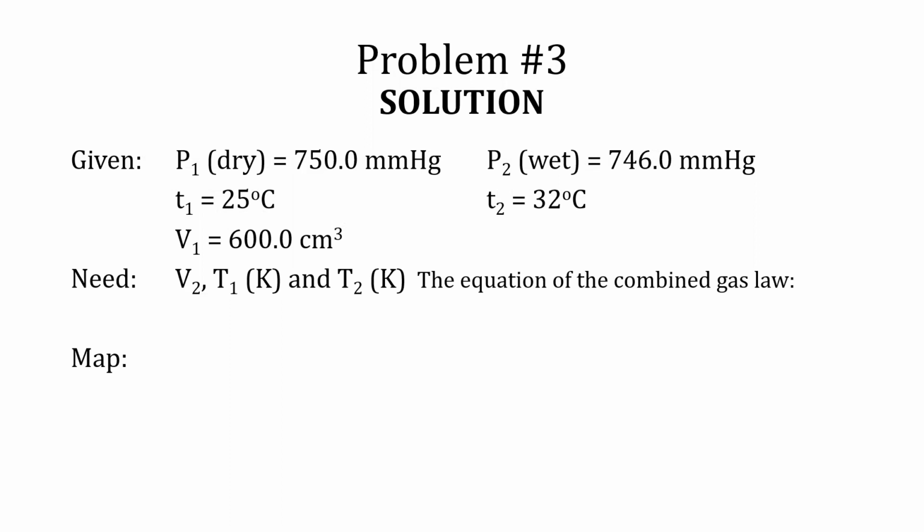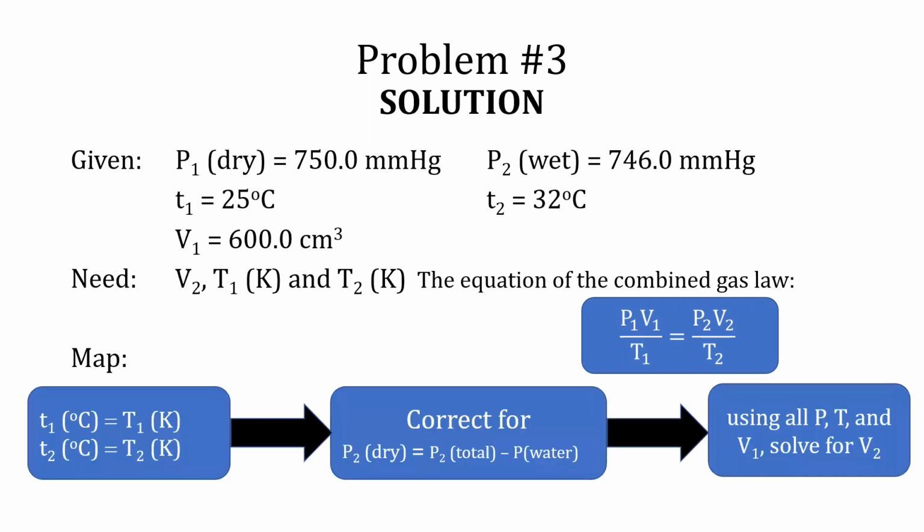One needs V2, which we can get using the temperature in Kelvin units and the equation for the combined gas law, which is P1V1 divided by T1 equals P2V2 divided by T2. The solution map is to start with the temperature in Celsius units and convert to Kelvin units. Next, correct the final pressure of the gas by subtracting the pressure of water at 32 degrees Celsius from the total pressure. Finally, use all P, T, and V1 to solve for V2 with the combined gas law.